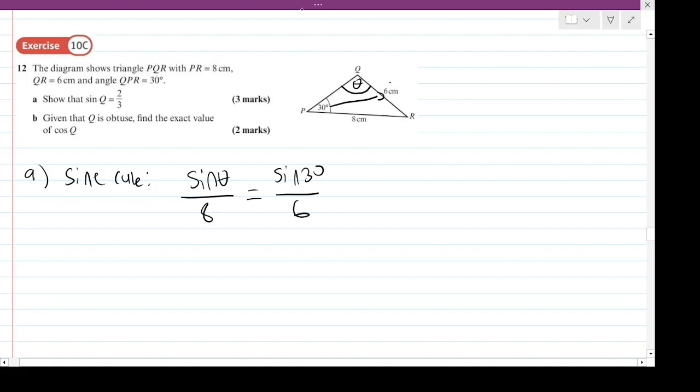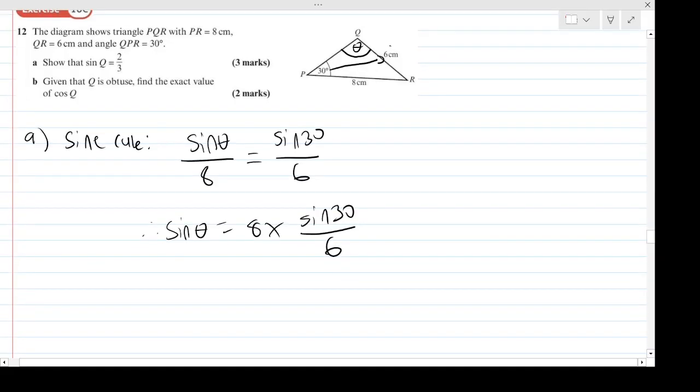And then we could simplify for sine theta, right? So I could say that sine theta is 8 times sine 30 over 6. And then I could just put all that in the calculator, right? So sine theta is 8 times sine of 30 over 6, which gets me 2/3. And there we are, that's part A done.